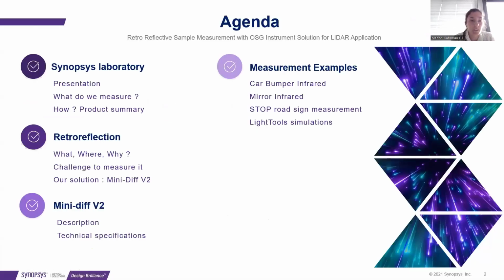So first, the agenda. We are going to start with a short presentation of our laboratory, what do we measure, how we measure it, and a quick summary of our product. Then we'll go to the core of the subject with the presentation of the principle of retroreflection. What is it? Where can we find it? And why is it interesting? And is it a challenge to measure it?